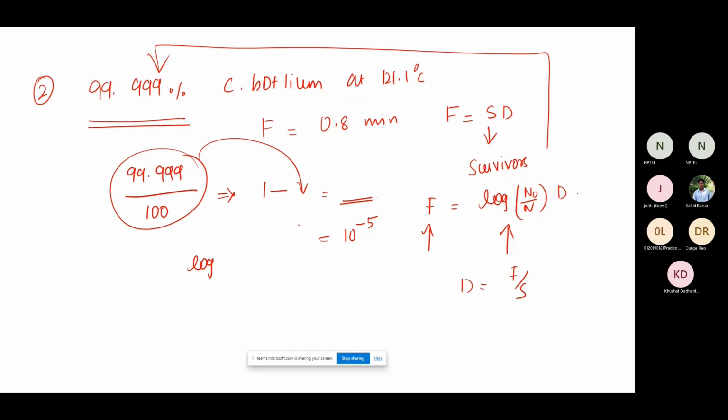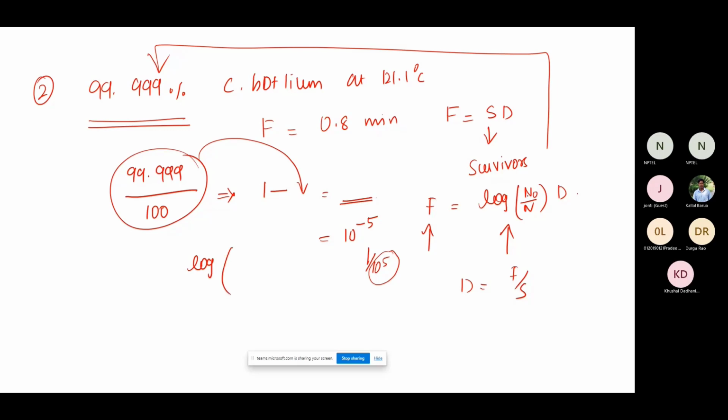So this means that you have got 99.999 percent inactivated, that is the percentage. You convert that into the number of survivors, which comes to around 10 to the power of minus 5. That means 1 upon 10 to the power of 5. If you had taken initial spores of 10 to the power of 5, then you will find 1 survivor.